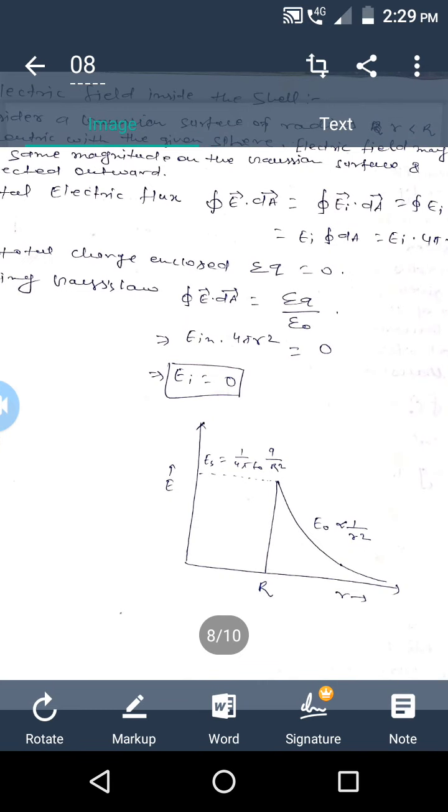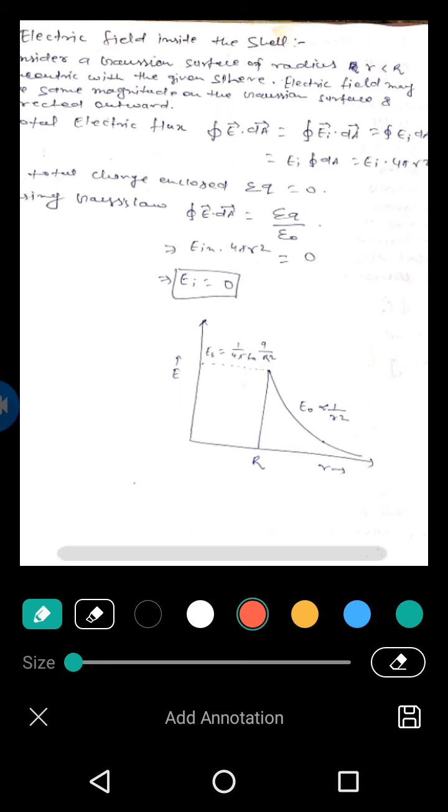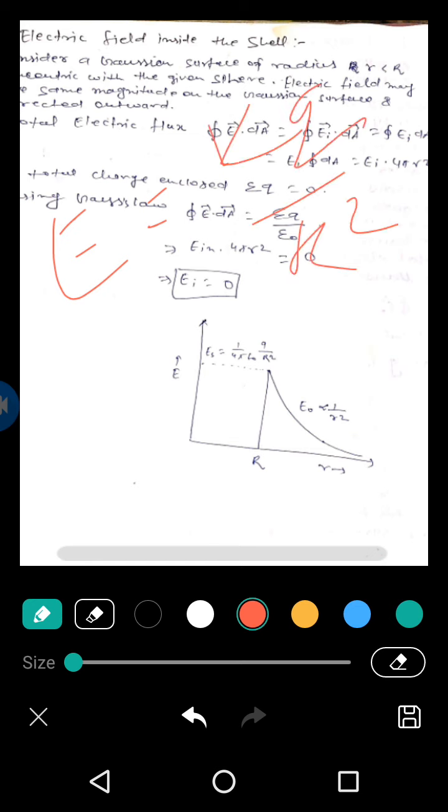Now this is the graph showing variation of electric field due to the charged shell. Inside the shell, the electric field is obviously 0. At the surface, electric field is maximum, that is E equals KQ upon R square, and outside the shell, electric field decreases. Electric field outside is directly proportional to 1 upon r square. On increasing distance, electric field decreases. The graph is a rectangular hyperbola.